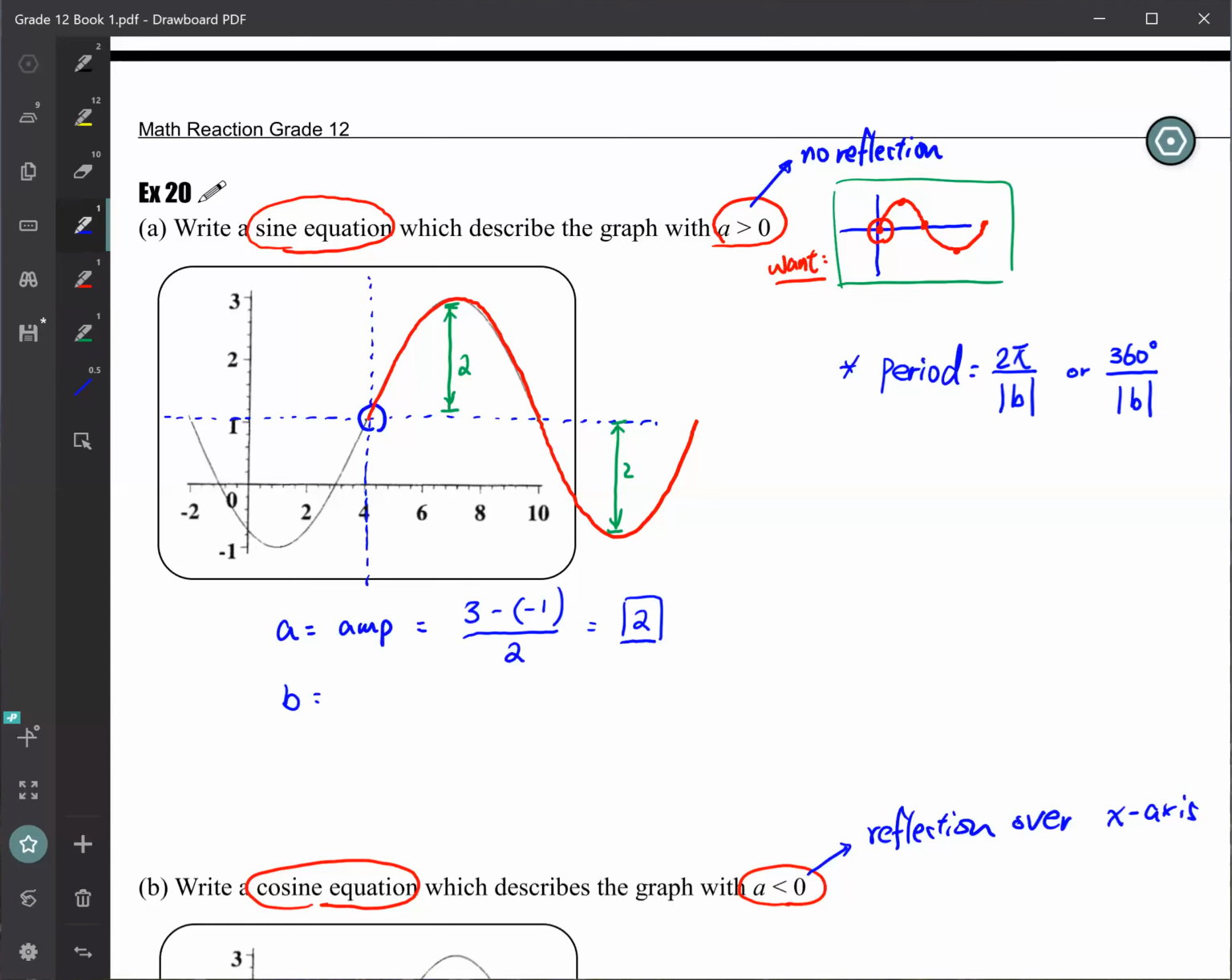But that was using B to find period. Now we want to go backwards, right? I want to find B instead. So if period is 2 pi divided by B, how do I isolate B? What will be the formula for finding B then?